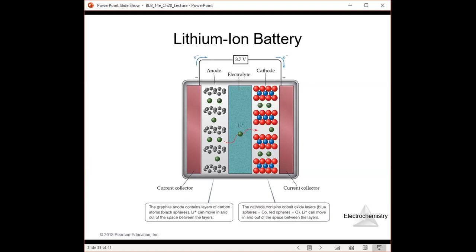And you have the electrolyte. You can have a liquid electrolyte. You can have solid electrolytes in the batteries. It just depends. And then basically the lithium can flow from one electrode, from the anode, to the cathode, and vice versa. That's what's going on. So that's what would happen.